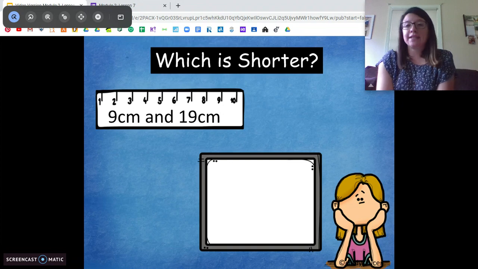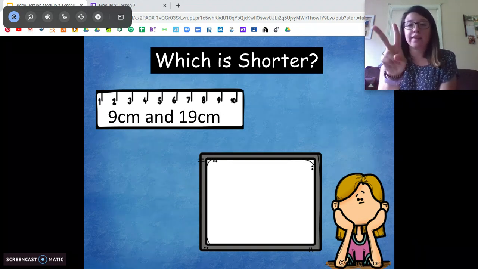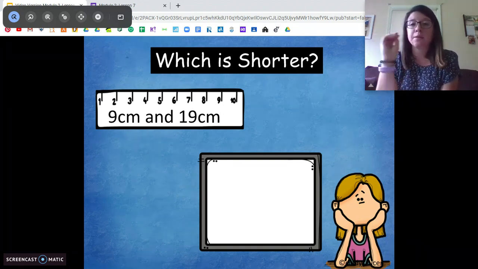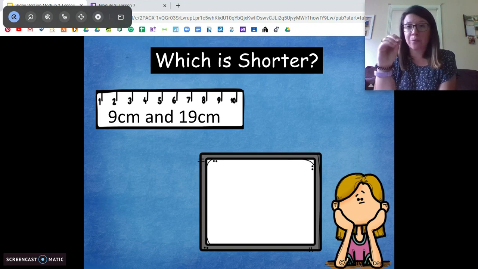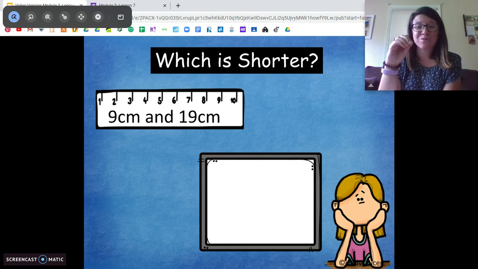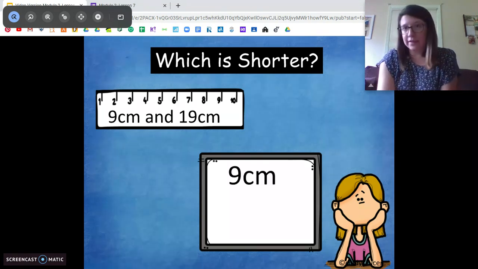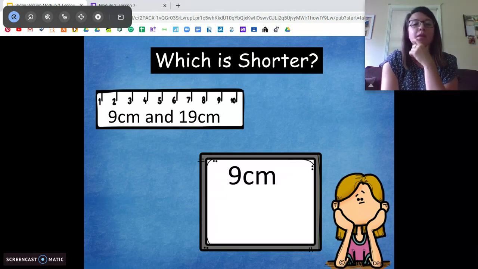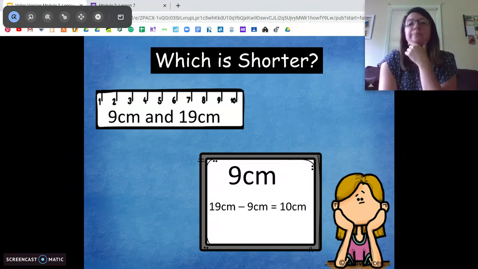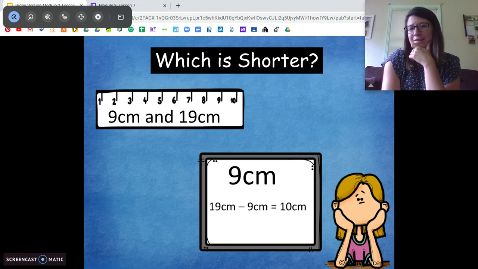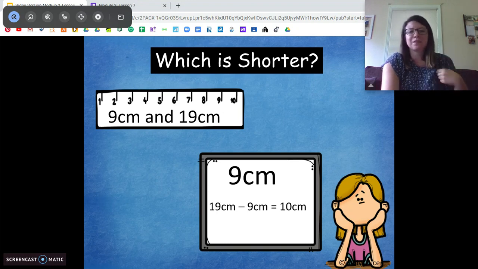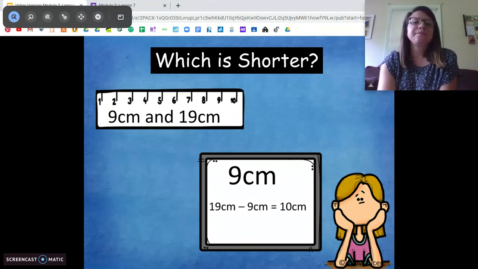All right. Here we go. 9 centimeters and 19 centimeters. Tell me which one's shorter, and then write the difference in a number sentence. Pause and work it out. Ready? Okay. So which one is shorter? 9 centimeters. We start with the bigger number in our number sentence. 19 centimeters minus 9 centimeters equals 10 centimeters. I like that one because our one stayed the same.